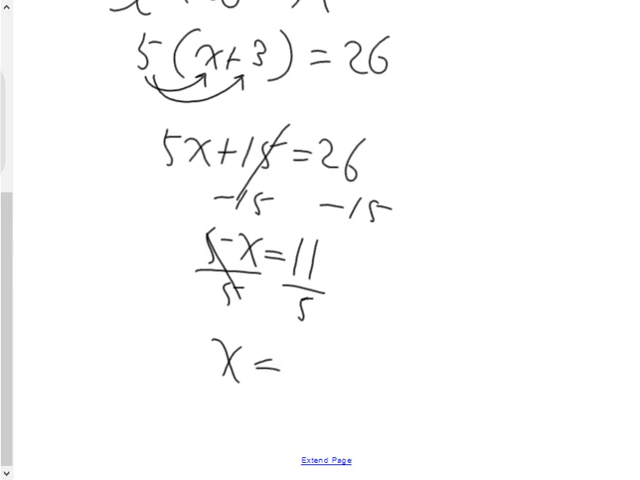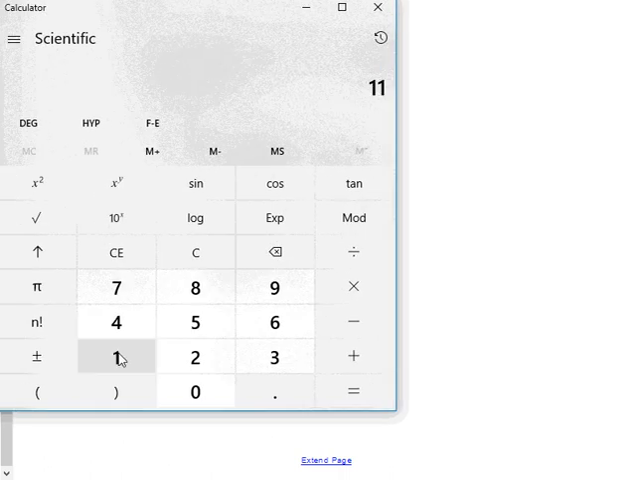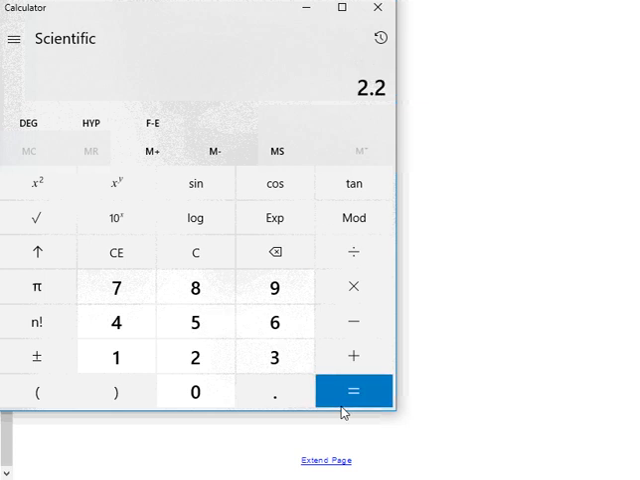I'm not going to use my calculator. I'm going to think of it as a mixed fraction, which would be 2 and 1/5, which is the same thing as 2 and 2/10. If you don't believe me, you can grab your calculator and check for yourself. 11 divided by 5 is 2 2/10.